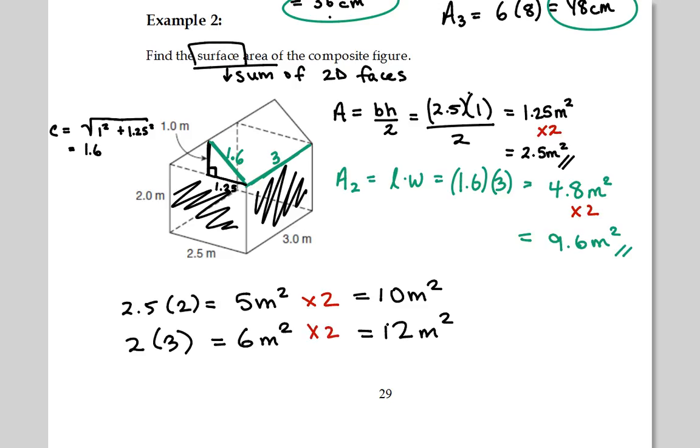And now for the bottom, underneath, that's 2.5 times 3. This is 7.5. I'm not going to times by anything because I'm omitting the top.